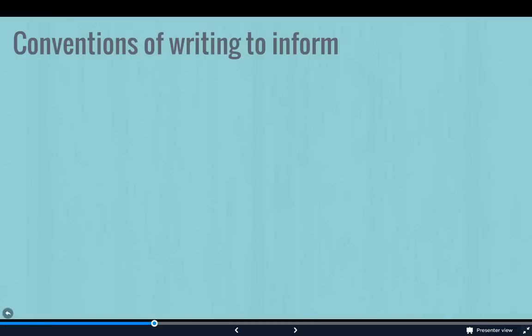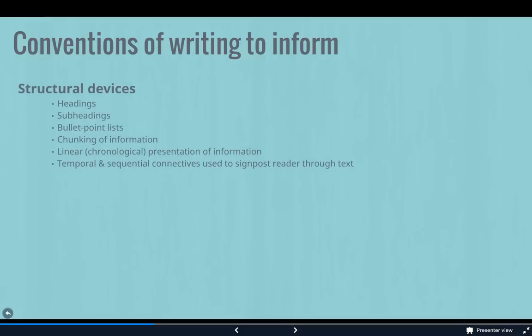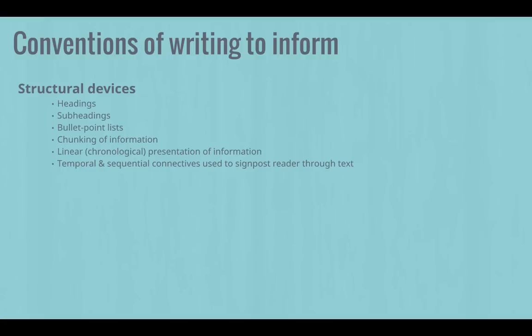Okay, we'll turn now to the 4th of the 5 purposes of transactional writing, which is writing to inform. In terms of the conventions of writing to inform, structural devices are very important in writing to inform. So we would expect to see things like headings, maybe in the form of a headline if you're writing an article, subheadings to break up and chunk the information, bullet point lists would be appropriate in there, as would the chunking of information, so the grouping of information may be under subheadings.